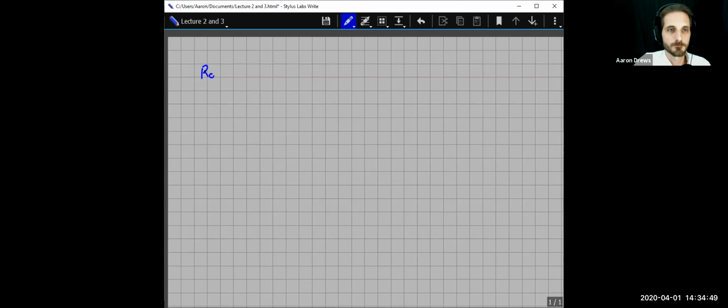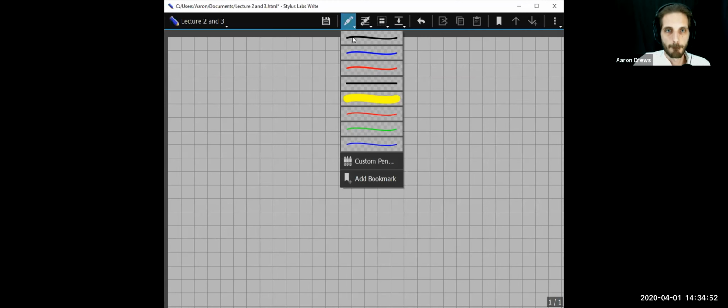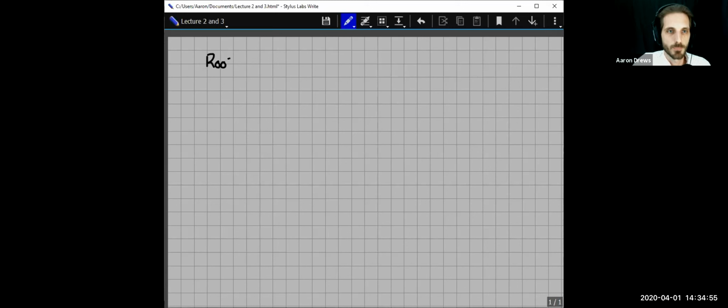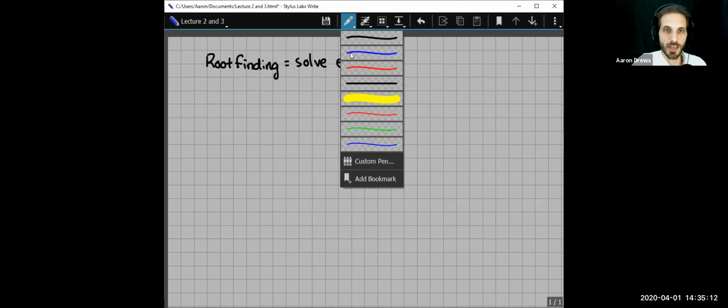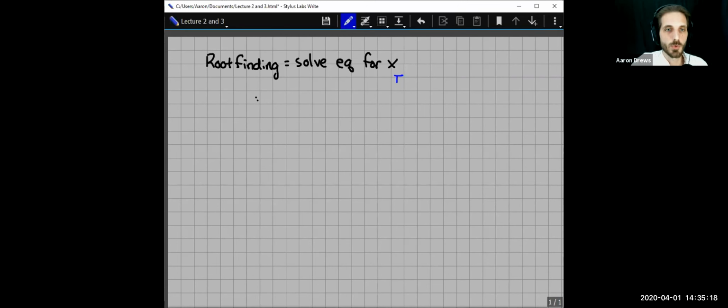So root finding, let's make this black, is a fancy word for solving an equation. We say the word root finding because that's what the mathematicians came up with, but we're trying to solve an equation basically for x. And so if we take our example, we're not going to be solving for x, right? We're going to be solving for T, because that's going to be the thing that we want. We have a function for heat capacity, which is a function of temperature, and we want to know what's the value of temperature when that function is equal to 36, right?